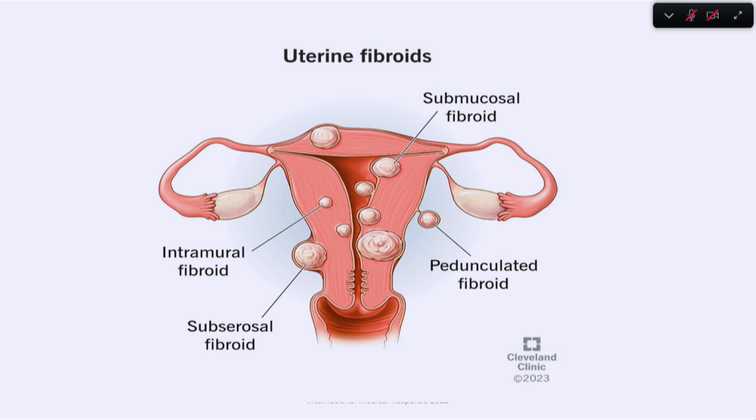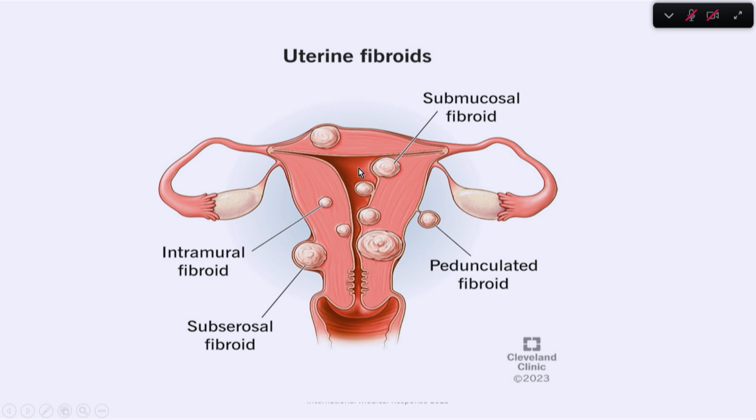Here's a schematic of just where you can find them. Anywhere that you have uterine tissue can form a myoma. So they can be submucosal, which is under the endometrial lining. They can be hanging off, pedunculated, like a little earring hanging off your earlobe.